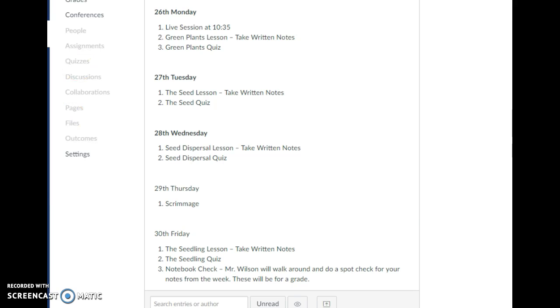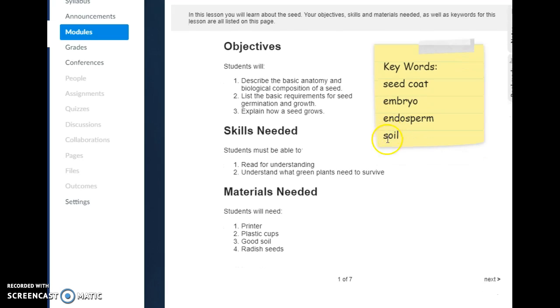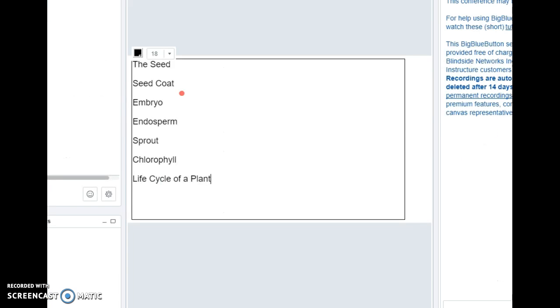So what I want to discuss today is the seed. You should have completed this lesson and quiz yesterday, and Monday we talked about green plants. So this continues our discussion on plants. Our objectives are to describe the basic anatomy and biological composition of a seed, list the basic requirements for seed germination and growth, and explain how a seed grows. Your keywords are seed coat, embryo, endosperm, and soil. I've got a couple of items already up on the whiteboard here.